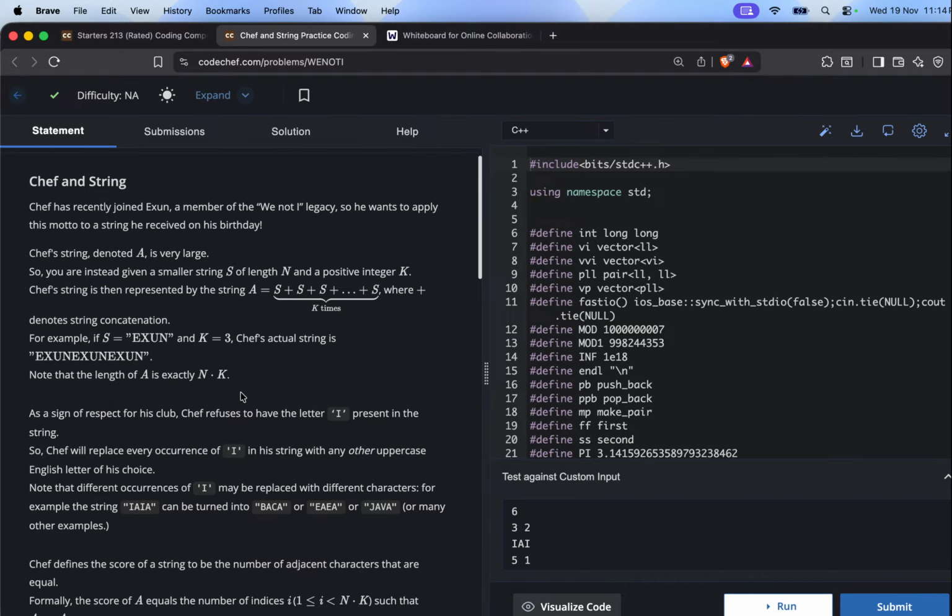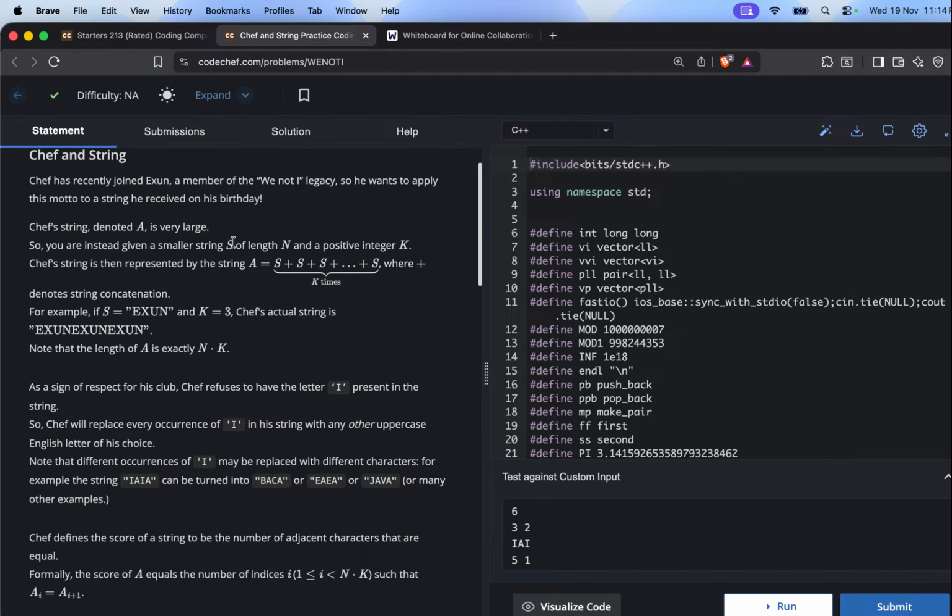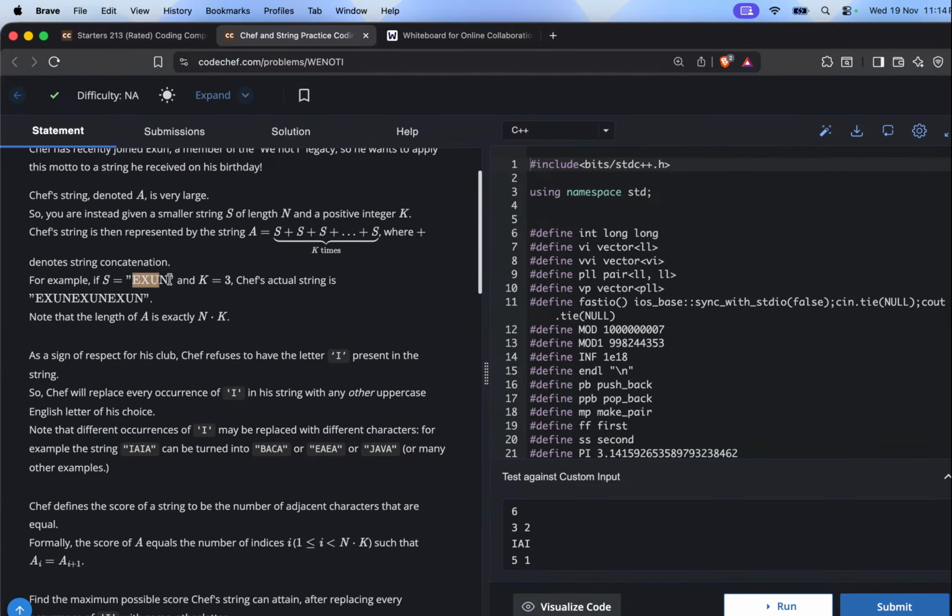Okay, so this is Chef and String. We are given a very large string, but actually we cannot represent the string in the given constraint. So it is given in this format. We are given an S, and this S is repeated K times to form A. For example, if S is EXUN and K is equal to 3, then A becomes EXUN 3 times. That is, the strings are concatenated with each other 3 times to form A. So the length of A is N times K.